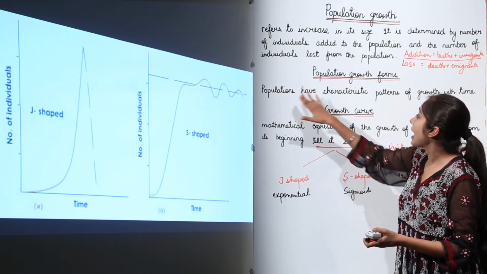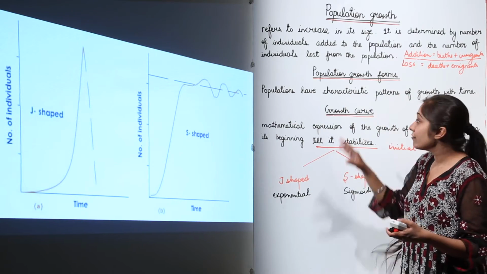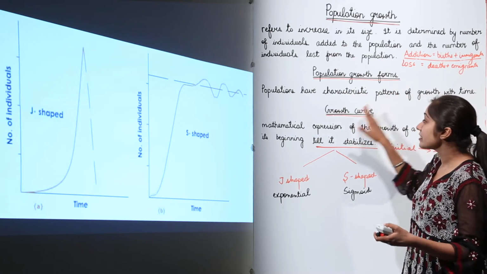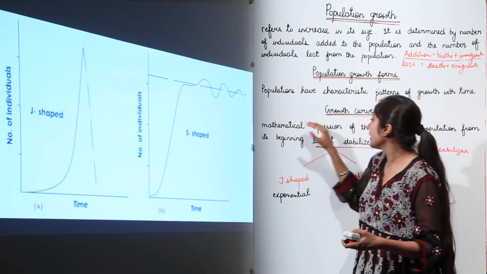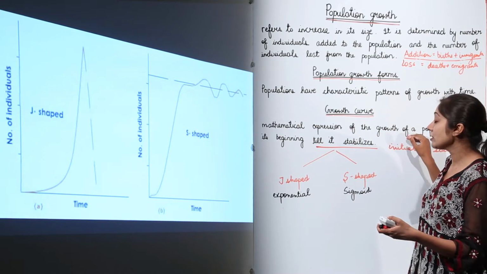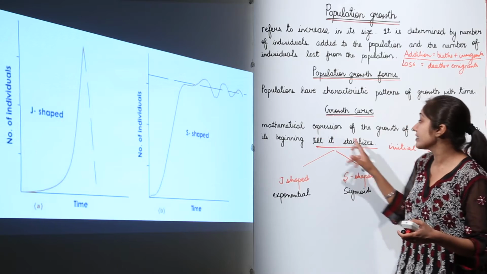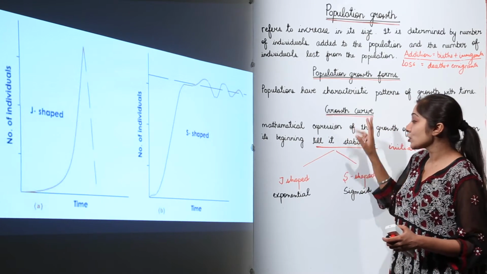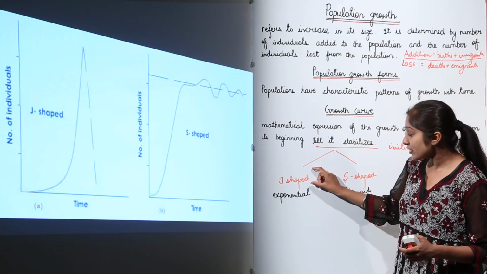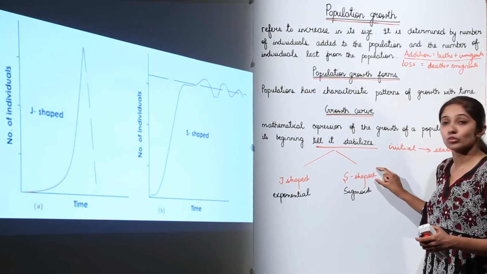And populations have characteristic patterns of growth, and we'll actually study these patterns in the form of growth curves. These growth curves are a mathematical expression of the growth of a population from the beginning till it stabilizes, till its final point. And then we'll be studying two types of growth curve, J-shaped growth curve and S-shaped growth curve.